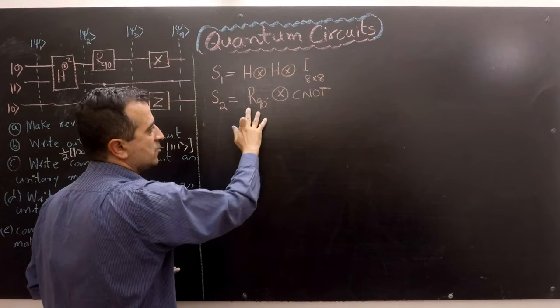So now let's write the matrix for stage 2. For stage 2, I have to make the tensor product of R 90 degrees with C naught. That means I have to compute the tensor product of 0, minus 1, 1, 0, because cos 90 is 0, sine 90 is minus 1, sine 90 is 1, and cos 90 is 0, with C naught. The C naught gate is similar to identity but with some differences. It's like 1, 0, 0, 0, 0, 1, 0, 0, and the last two columns are swapped. So we have here 0, 0, 0, 1, and 0, 0, 1, 0.